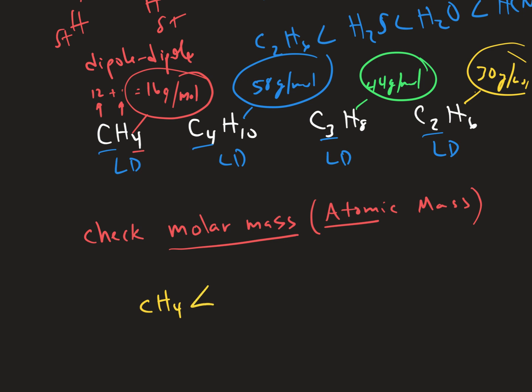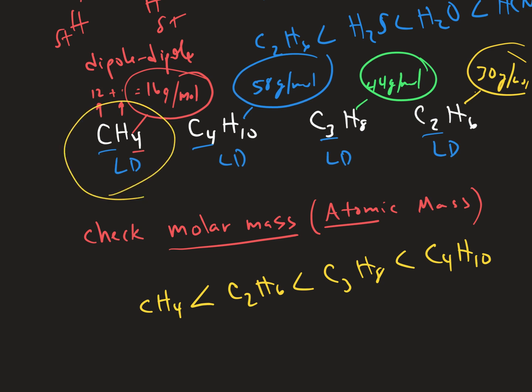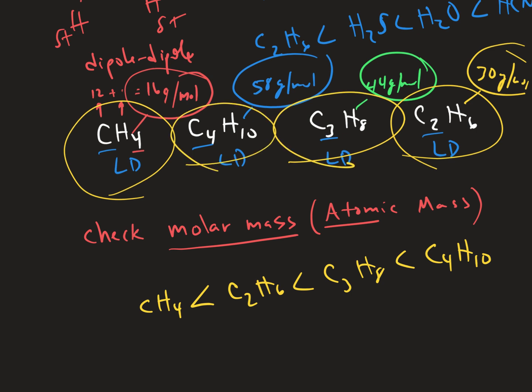Then C2H6. Then C3H8. Then C4H10. You guys want to know the names of these things? I know methane. Methane, ethane, propane, butane. Butane's the stuff in cigarette lighters.